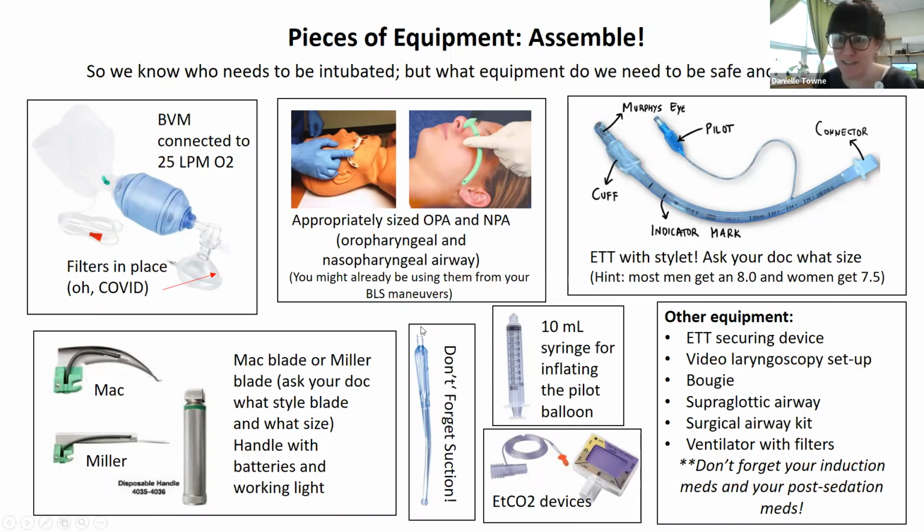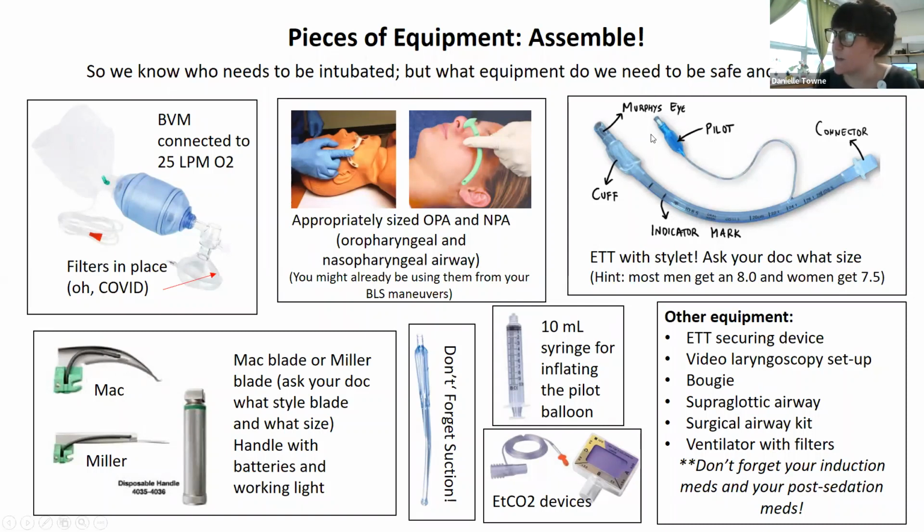Never forget your suction. So make sure that you've got a full suction setup. That includes the canister, the tubing, the Yankauer, and the tubing to connect the canister to the suction device. That's one thing that I noticed gets forgotten a lot, is the actual tubing that connects from the canister itself to the suction device in the wall. Make sure that's all there.